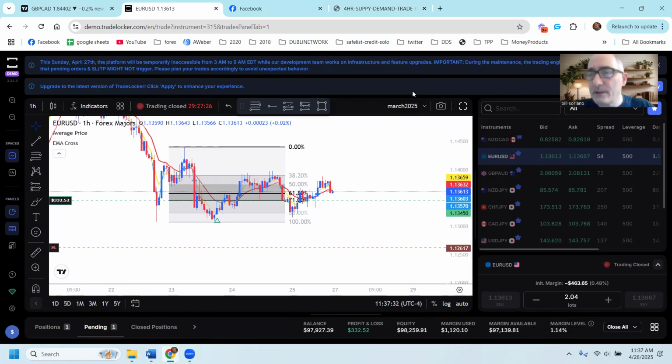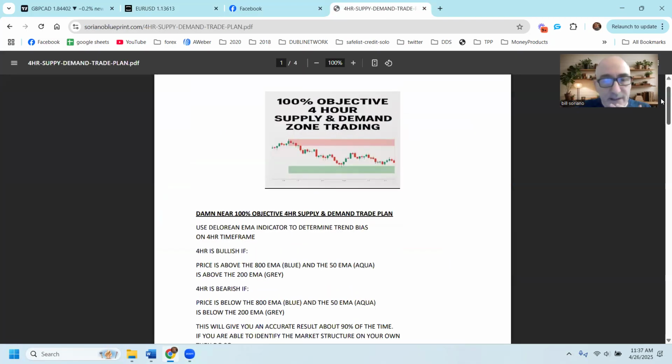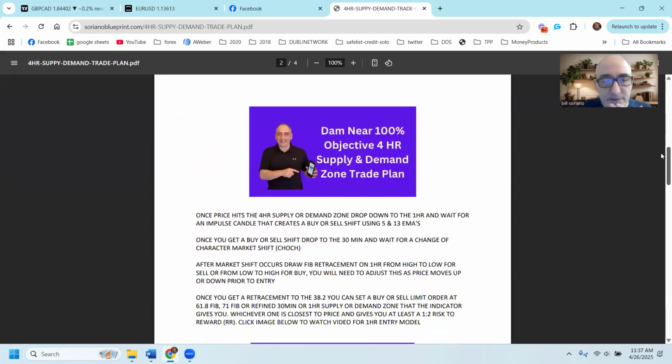It's a $100,000 demo account that I started with, and that's why the trades are so large and in profit so much. So this was up almost 1% at one point. Again, we don't do anything until, if you look at our 4 hour supply and demand zone trade plan here, we did update this a little bit.